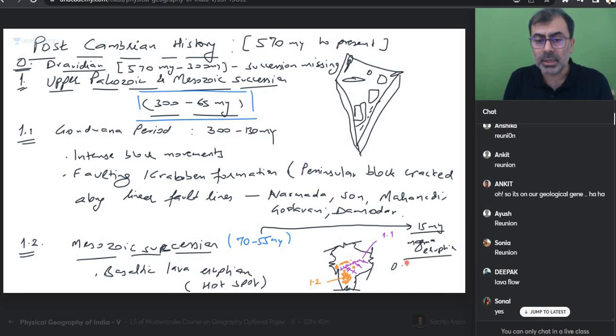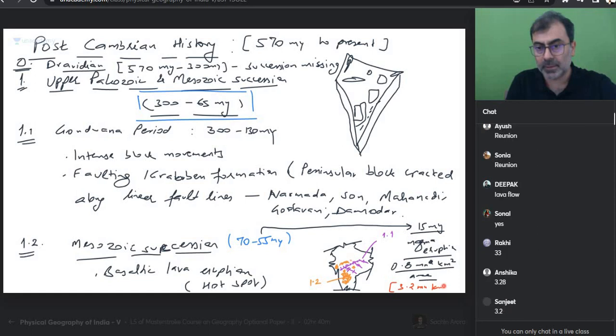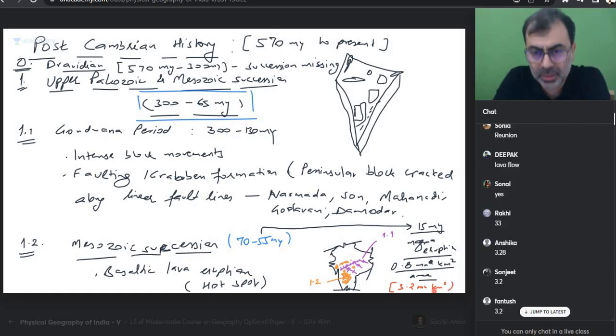Imagine 0.8 million square kilometer area got covered with this. Sir, do I have to remember this 0.8? No. Do you know how much India's total square kilometer area is? 3.2 million square kilometer. Some said 3.28.